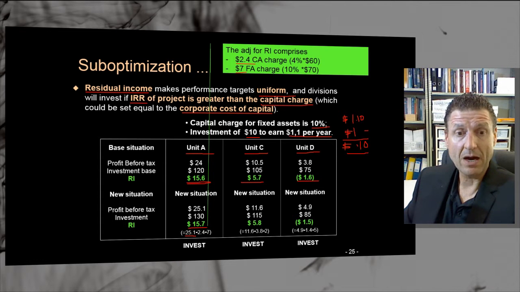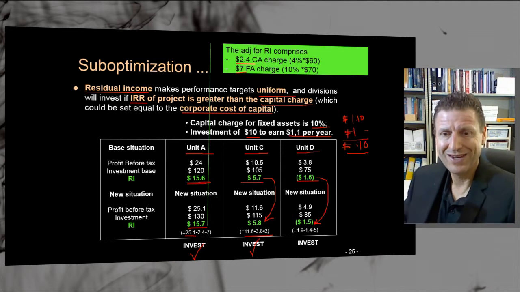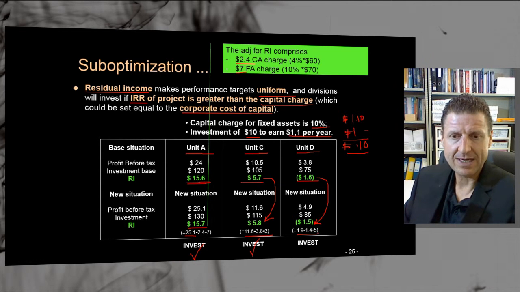So is that higher than the current residual income of Unit A? Yes, it is. So Unit A is going to say, yes, I'll invest in that. Unit C goes from $5.70 to $5.80. The capital charge is calculated down here. Yes, they're going to invest too. Unit D goes from 1.6 now to 1.5. Do they like that? Of course they do. Okay, and of course there's a calculation there, the capital charge that's taken off, $4.90. And so yes, they're going to invest.